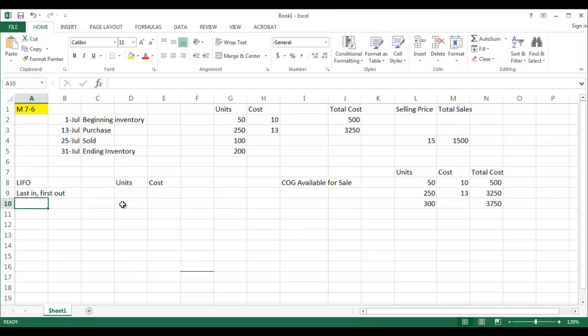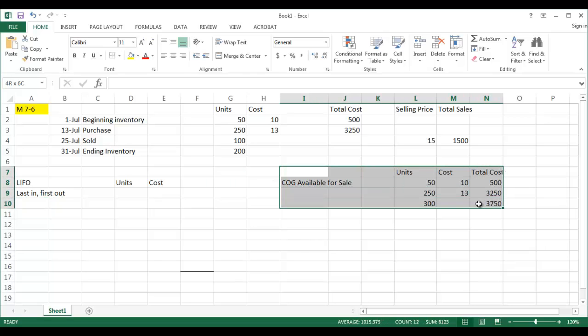Okay, continuing on, we're going to calculate those same items using the LIFO method. So LIFO, again, last in, first out. It means that we assume the newest inventory items in our pile are the first ones leaving the door. So it's important to note first here that the cost of goods available for sale would be the same under all of our inventory costing methods here.